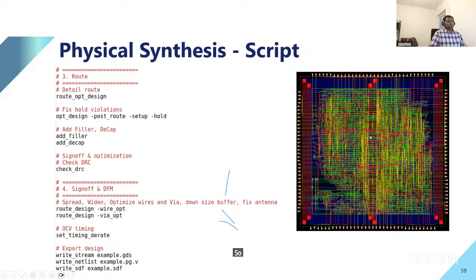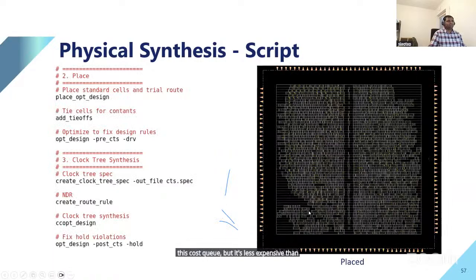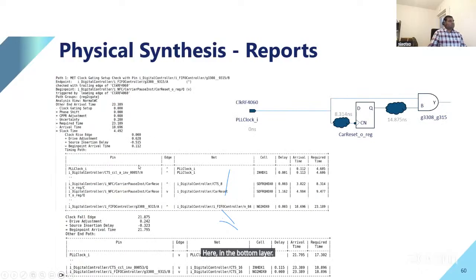Where you can do handcrafting, where you can change some metal layers and something like that. This costs you, but it's less expensive than changing something here in the bottom layer. So this is the physical area.